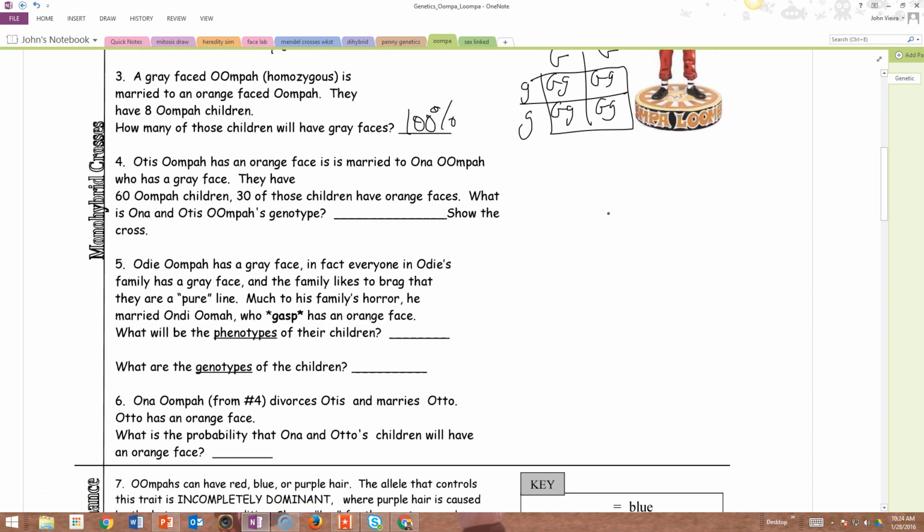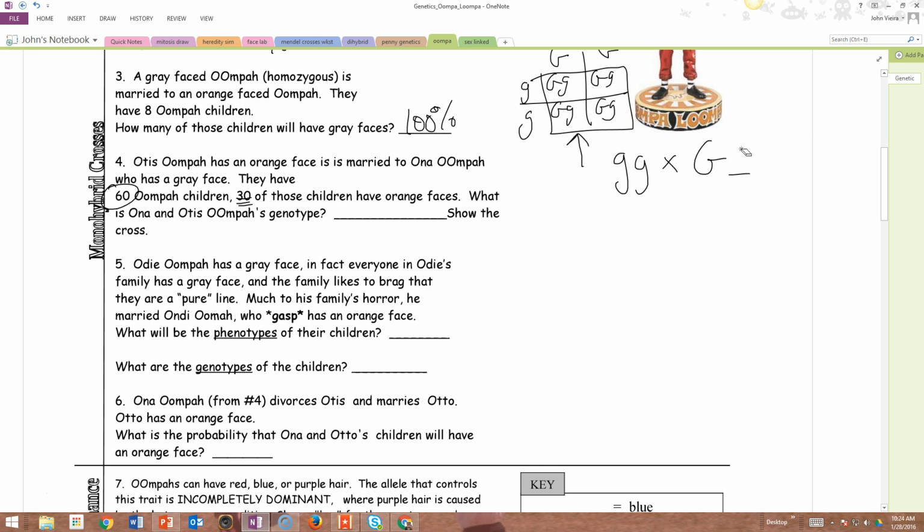Otis Oompa has an orange face, so he has to be little g, little g. He's married to Ona Oompa with a gray face. Now, I don't know what Ona Oompa is. I just know she has at least one G. She could be big G, big G, or big G, little g. But they have 60 children, and 30 of them have orange faces. Now, if she was big G, big G, could you have any children with orange faces? No, because you would look like that cross right above.